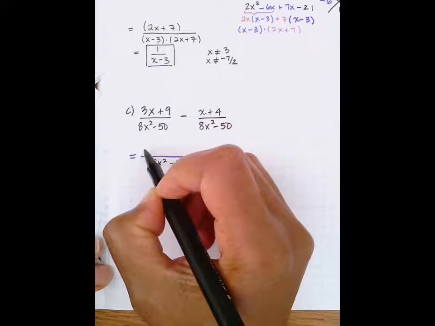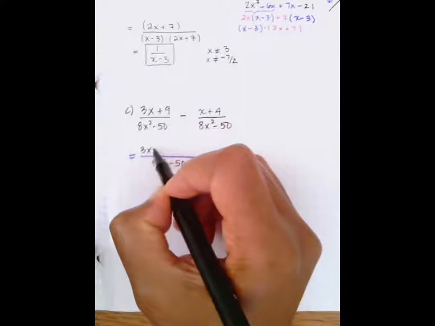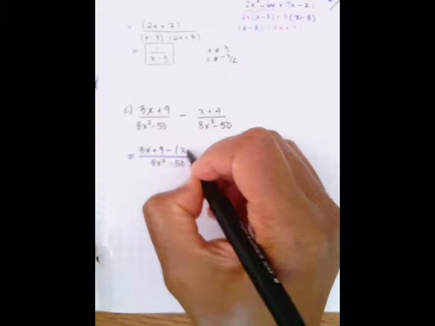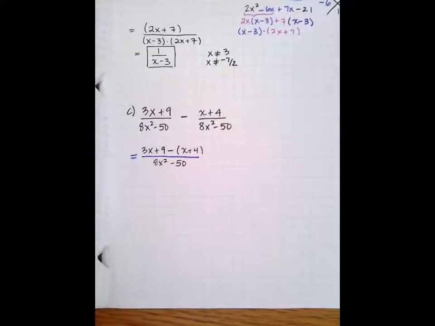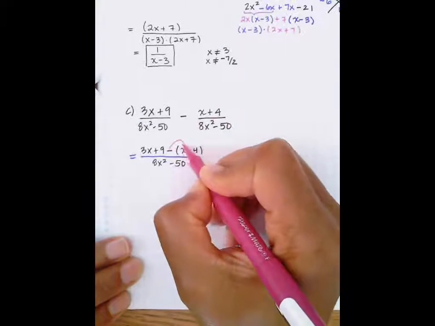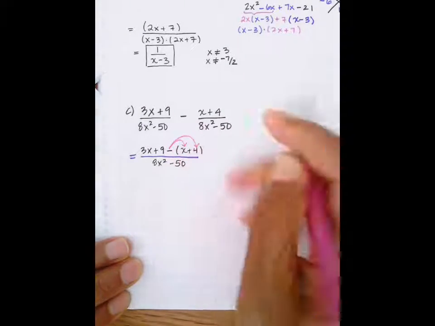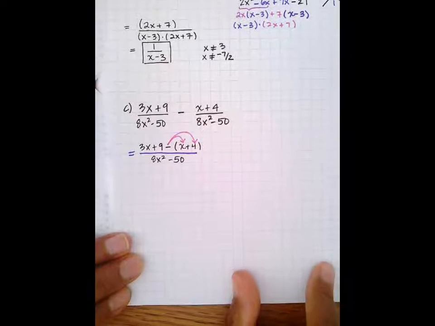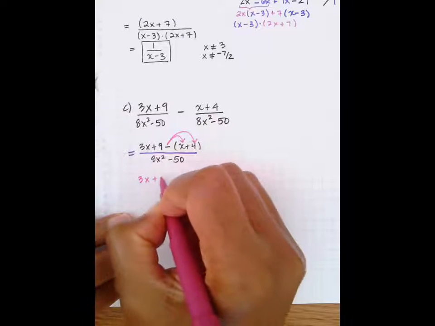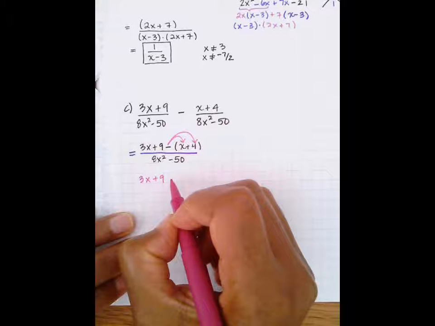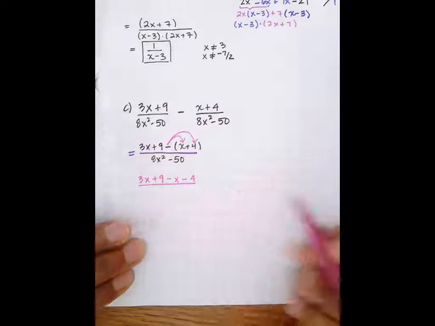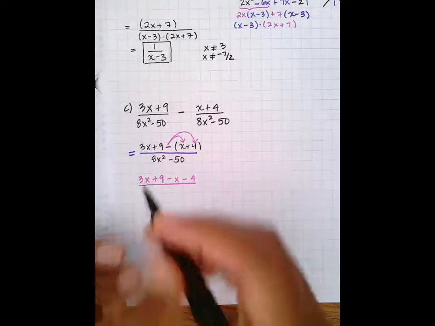What you have to be really careful with is that the 3x plus 9 gets subtracted by the x plus 4, and this negative applies to both the x and the 4. So using parentheses will help so that you can distribute this negative to both of the two terms in this second fraction. Once I do that, I can simplify the top. Again, I have 3x plus 9 for this first part, and then a minus x and a minus 4, all over that original denominator, which was 8x squared minus 50.